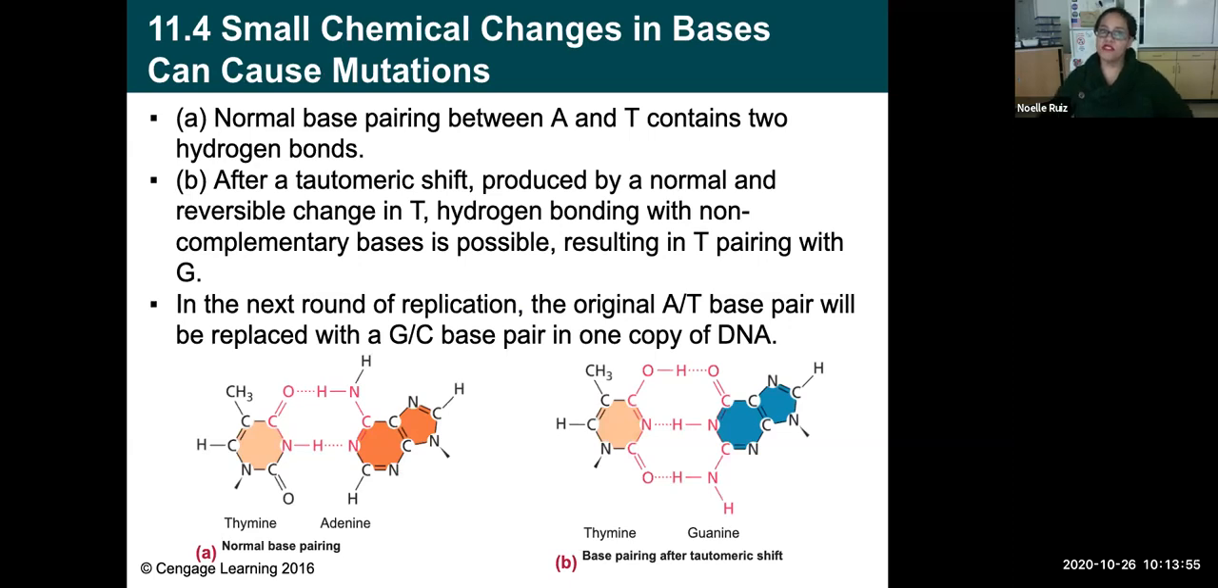Small chemical changes in bases can cause mutations. Normal base pairing between A and T contains 2 hydrogen bonds. That's picture A on the left. That's your normal base pairing between thymine and adenine. After something called a tautomeric shift, produced by a normal and reversible change in T, hydrogen bonding with non-complementary bases is possible, resulting in T pairing with a G. This is the wrong pair. T's do not pair with G's normally. But in the next round of replication, the original AT base pair will be replaced with the GC base pair in one copy of the DNA.